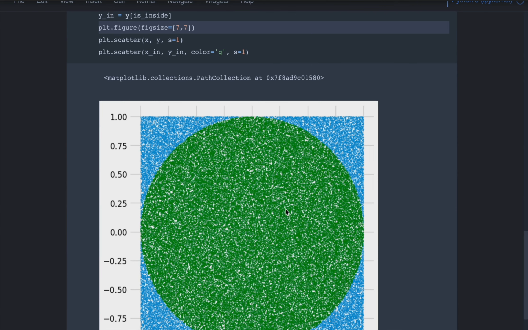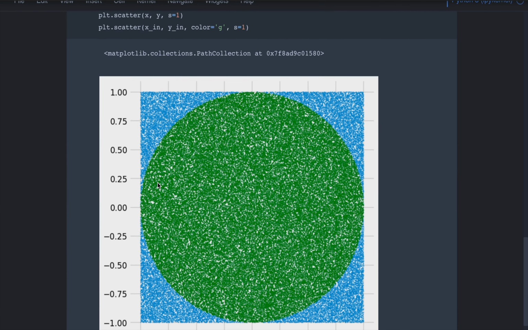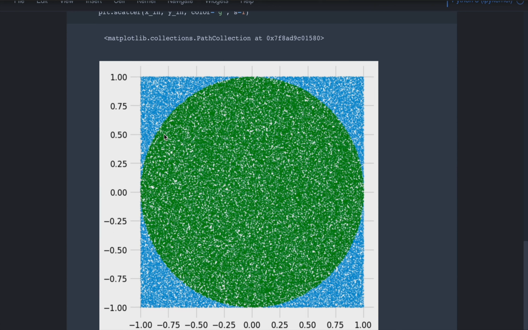Now, let's try to build some intuition, right? The probability of dropping inside the circle will be high if the circle area is high compared to the square area. For example, instead of having this big circle, let's imagine a small circle here. Then the probability would be low.